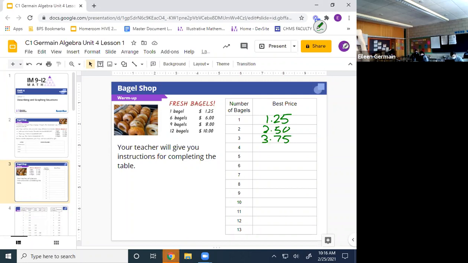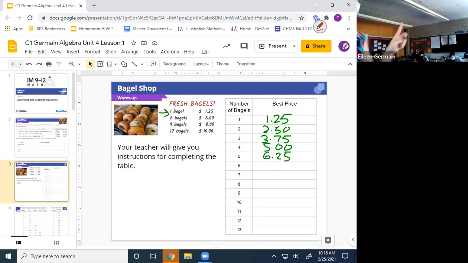Okay. 4 bagels. $5. Because you can only buy single bagels up to 6. Good. So it's going to be $5. Now when you buy 5 bagels, nice job, Peyton and Abby and Connor, $6.25. This is where it's going to get a little bit funky. What is the price for 6 bagels?